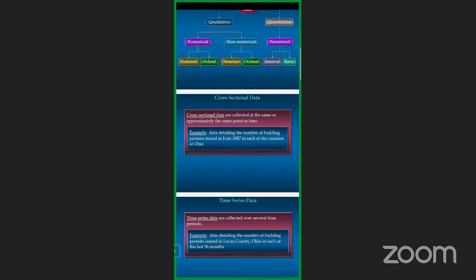And time series data are collected over several time periods. For example, the data detailing the number of building permits issued in a county in each of the last 36 months. Means if you are collecting it in order, one after the other, orderly, then we can say it is time series data, based on time. That may be years, or months, or quarterly, or half-yearly. So it depends upon the requirement of the manager.